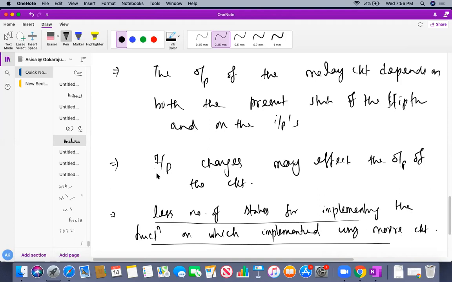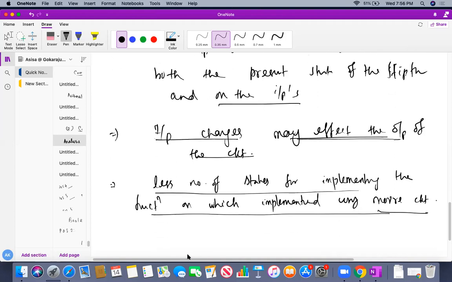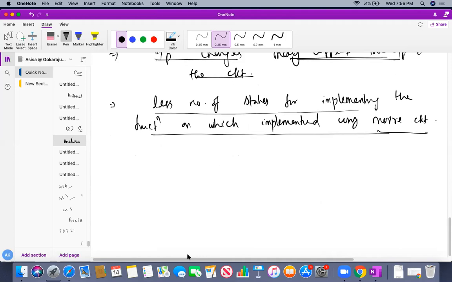So what are the main points of the Mealy circuit? Mealy circuit output depends on the present state of the flip flop and on the inputs. So if there is an input change, obviously it will affect the output of the circuit, and less number of states are required for implementing the same function which is required for the Moore circuit. So these are the main differences between Moore circuit and Mealy circuit.